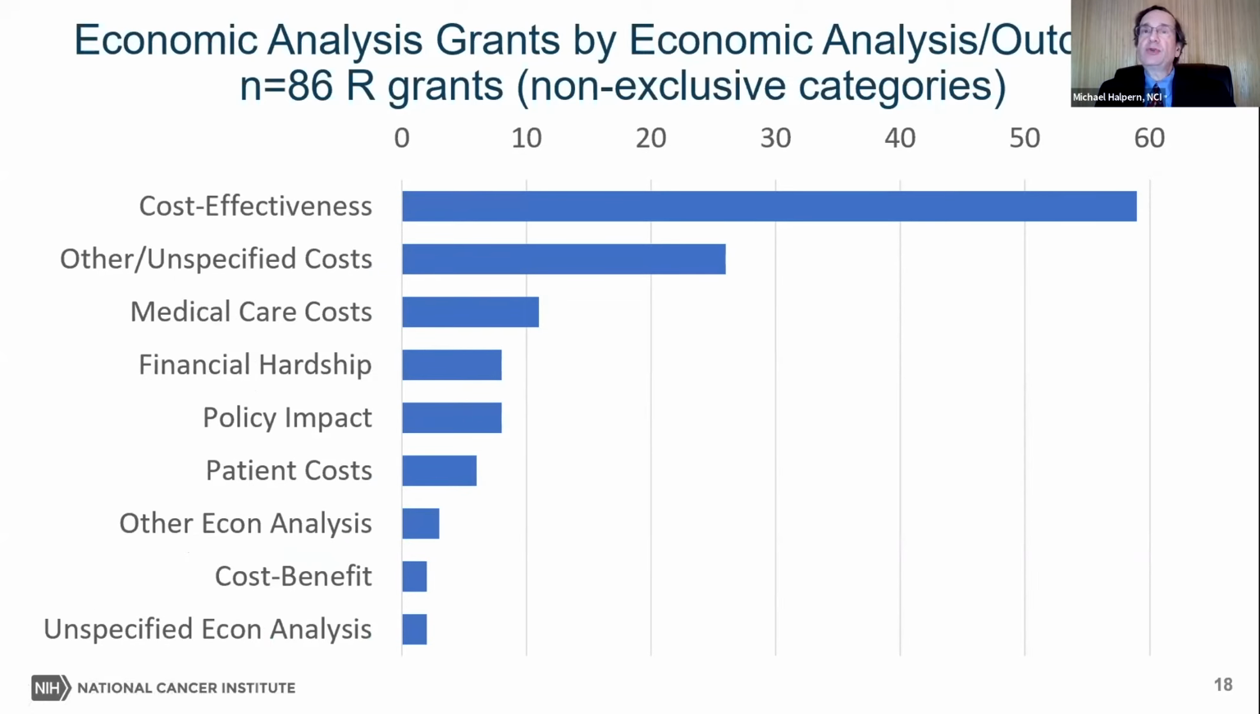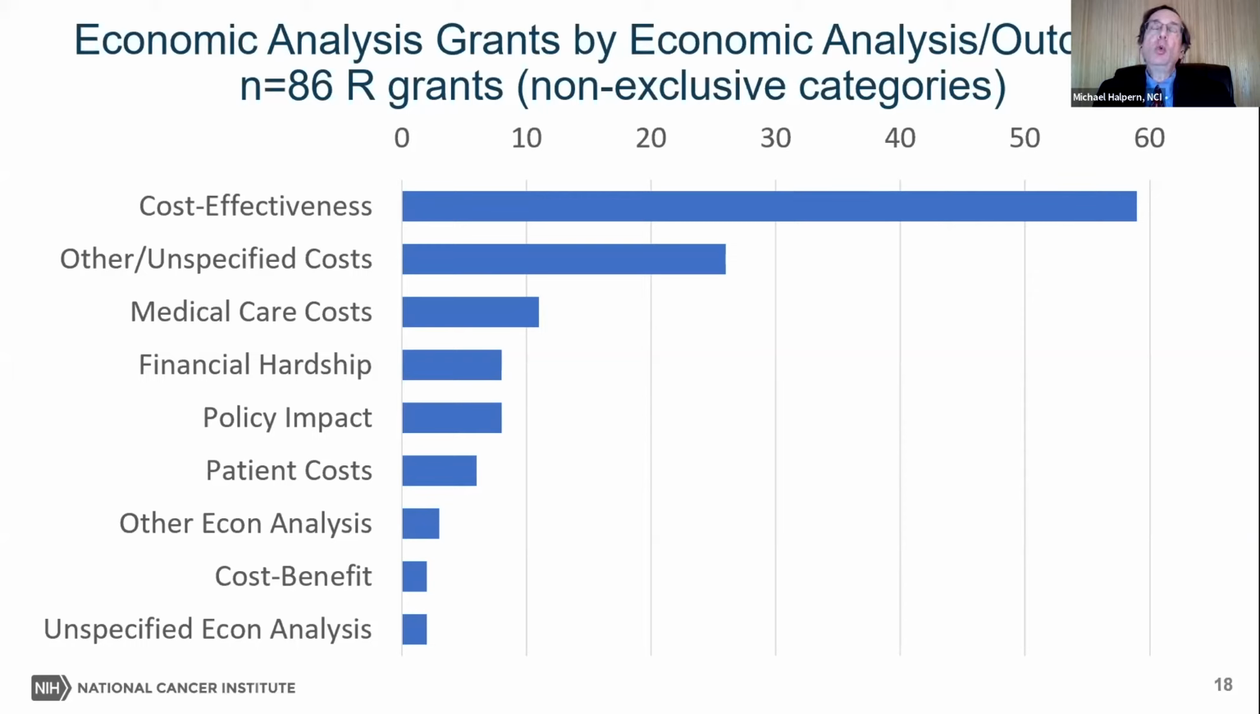Among these 86 grants that included economic analysis, the vast majority included some type of cost effectiveness analysis. Almost 60 of the 86 R grants included some type of cost effectiveness analysis. The next most frequent type of economic analysis included in the grant was some other or unspecified cost analysis.